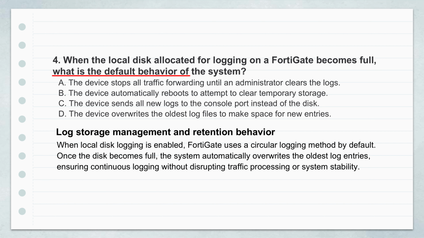The default behavior is circular logging. Like a loop. Exactly. It automatically overwrites the oldest log files to make space for the new ones. So if I need to investigate a hack from 6 months ago and my disk got full, that log is gone, vaporized, overwritten by the traffic from 10 minutes ago. That's a tough trade-off. It is. I mean, ideally you're sending logs to a central server, but the device logic prioritizes current visibility and uptime over historical data. It assumes today is more important than yesterday.